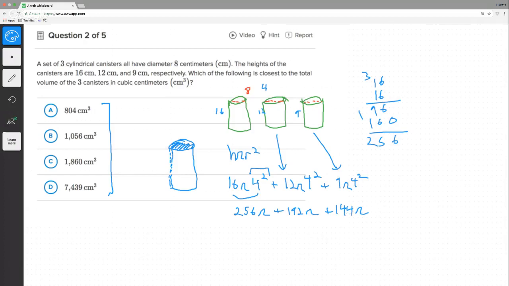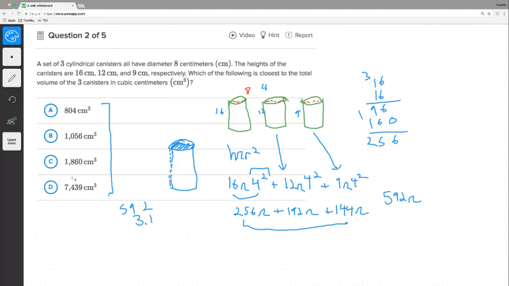And now we can add all this up. See, I'm doing this the shortcut way, the way that I think is fastest, right? 256 pi plus 144 pi is 400 pi plus 192 is 592 pi. So you can use a calculator again for all of that. And you can use a calculator for this next part, 3.14 times 592. But guess what? I'm just going to do it by hand.